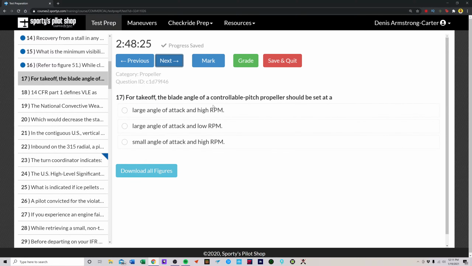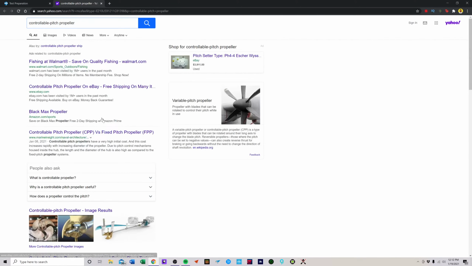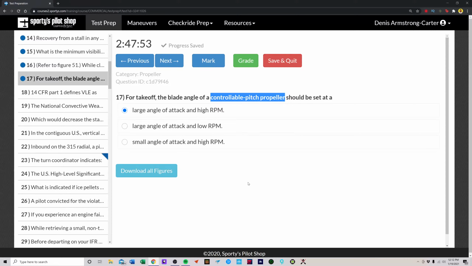For takeoff, the blade angle of a controllable pitch propeller should be set at a large angle of attack and higher RPM. Large angle. So this is where we talk about it. Here, I'll show you guys how this works. It's like this, a variable pitch propeller. It's the one where you have the blue knob on a plane. That's your prop. So you want a large angle of attack, that way you can easily get a lot of speed and get moving.